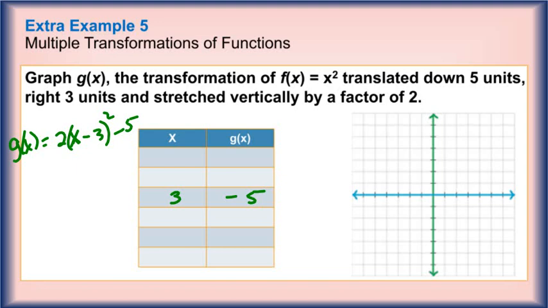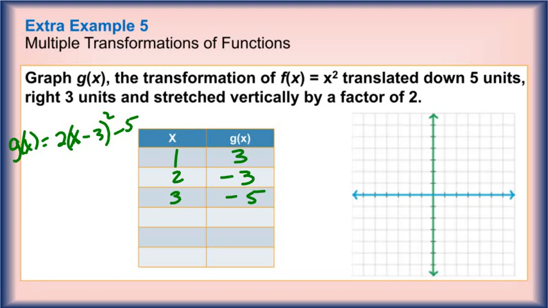If I put a 2 in for x, 2 minus 3 is negative 1. Negative 1 squared is 1. 1 times 2 is 2. 2 minus 5 is negative 3. If I put a 1 in for x, 1 minus 3 is negative 2. Negative 2 squared is 4. 4 times 2 is 8. 8 minus 5 is 3.